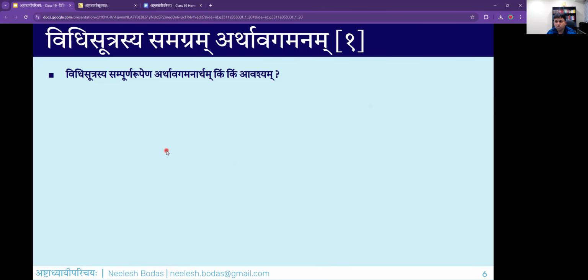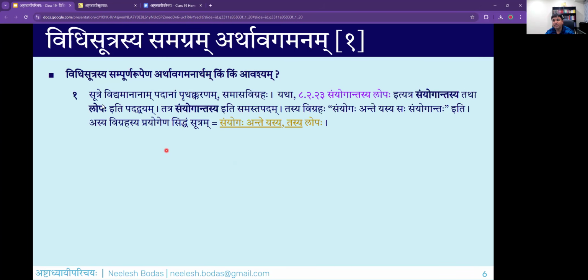So irrespective of whichever sutra is given, the very first step that we want to do is sutre vidyamananam padanam prathakkaranam kriyate, padachedha kriyate. तत्र विद्यमानानि पदानि समस्तपदानि सन्ति चेत् तत्र समास विग्रहः अपि क्रियते. So this is actually no brainer. You do this not just for sutras but also for shlokas. So anytime a shloka is given, you first break the padas, break the sandhis, look at the samasas, break the samasas, and so on. So this step is even common for Anvaya process and for Sutrartha process.